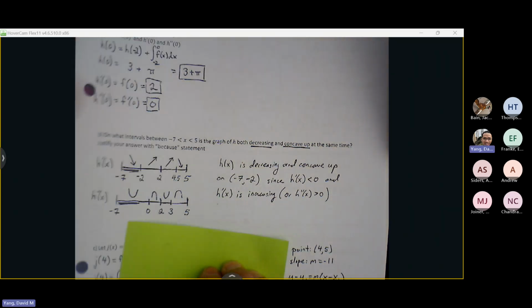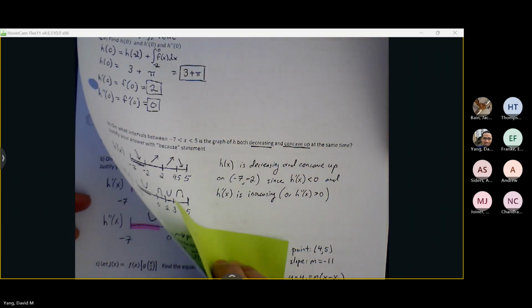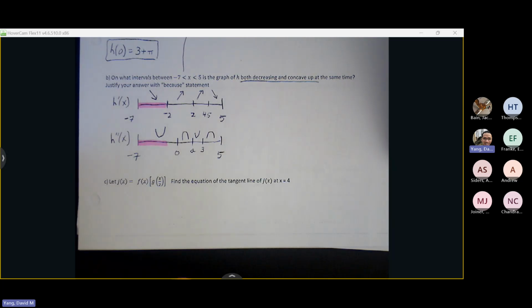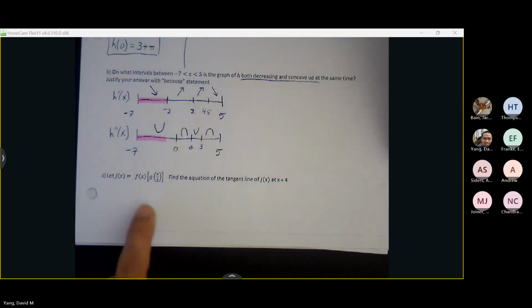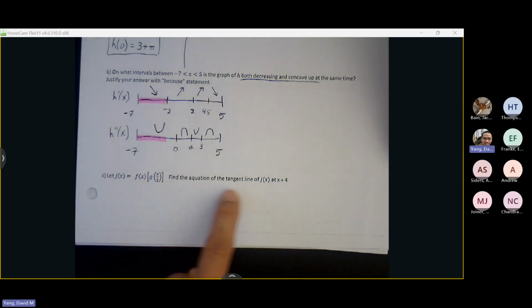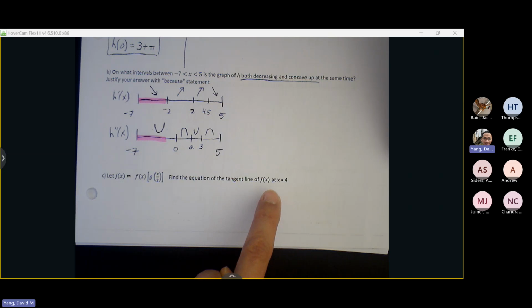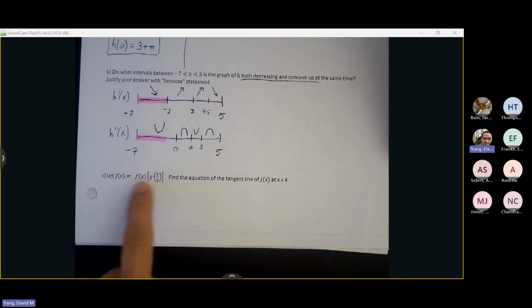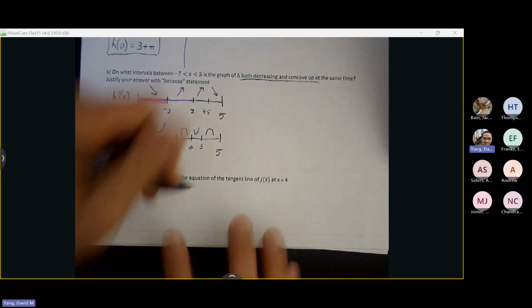Okay, next up, part C, j of x equals f of x times g of x over 2. Find the equation of the tangent line. So we have to find the ordered pair and find the slope and use point-slope form. We can find the ordered pair by plugging 4 into the function. And then we can find the derivative, then plug in 4.